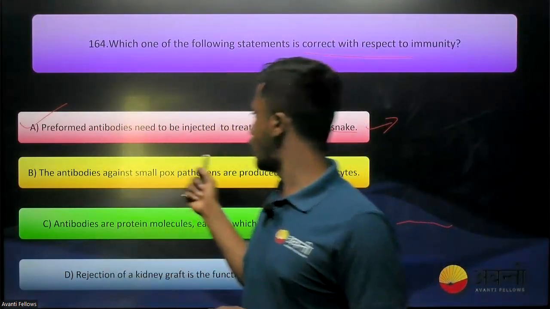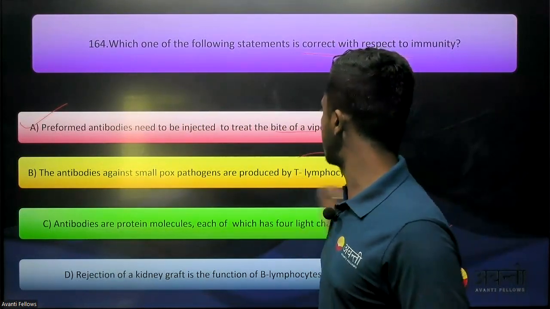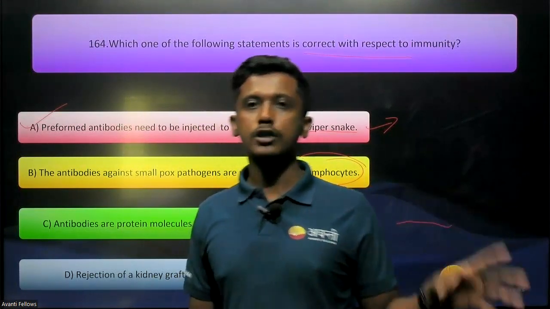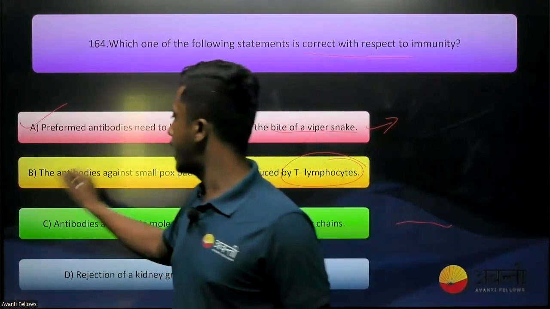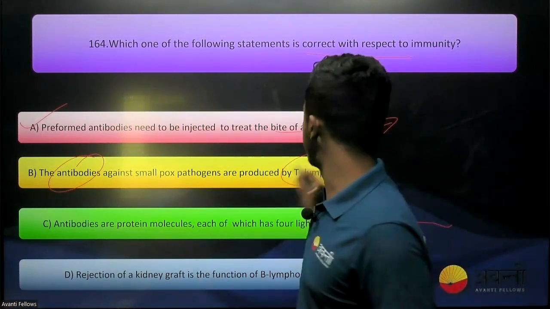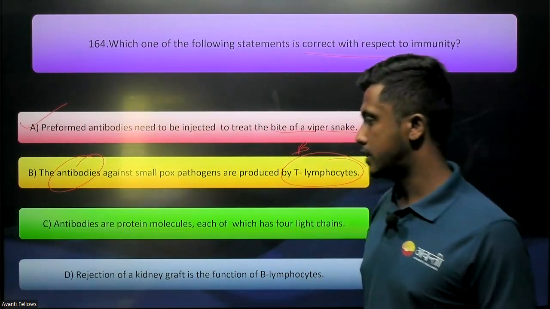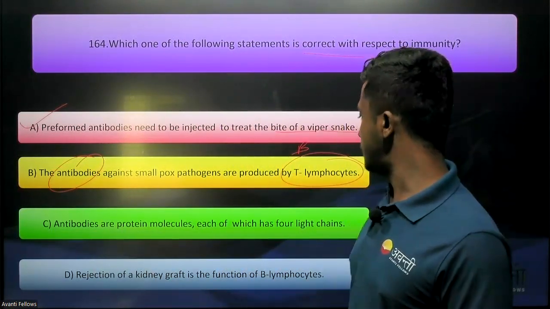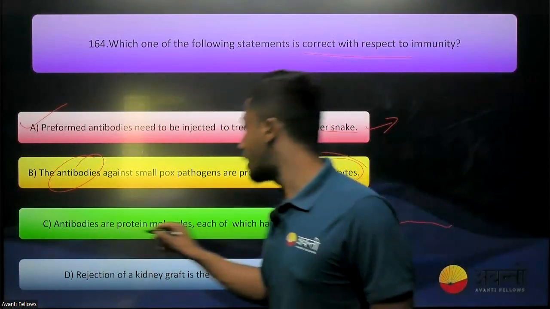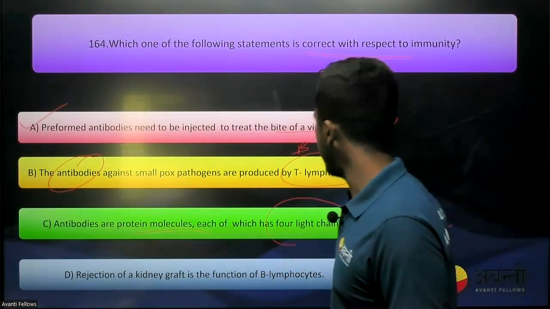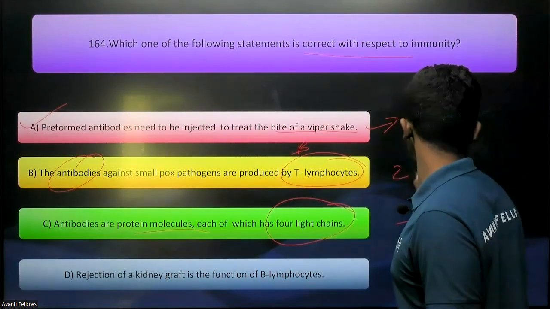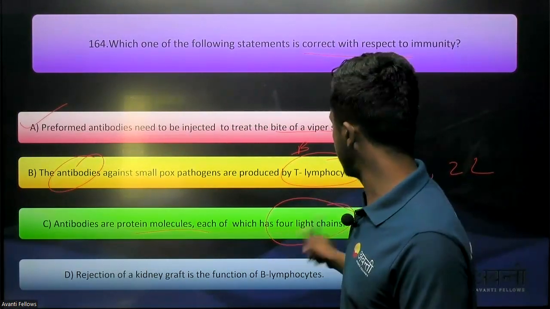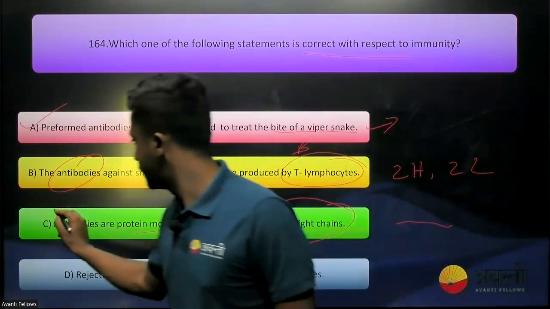The antibodies against smallpox pathogens are produced by T lymphocytes. Whichever the disease might be, whichever the pathogen might be, whenever it comes to the production of antibodies, antibodies are produced by B lymphocytes, not T lymphocytes. Antibodies are protein molecules, each of which has 4 light chains. Antibodies are protein molecules, correct, but they have 4 chains, 2 heavy chains and 2 light chains held by disulfide bridges. It's not just 4 light chains. So this option is wrong.